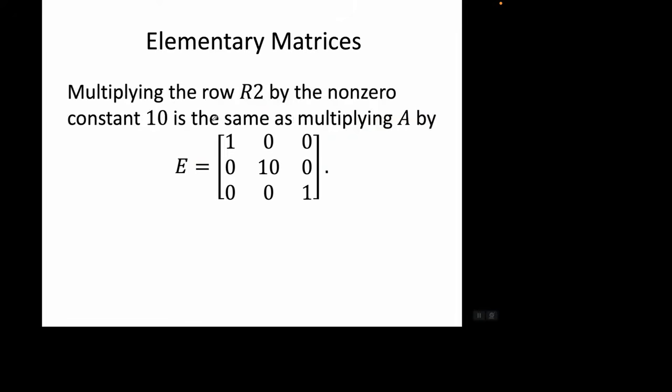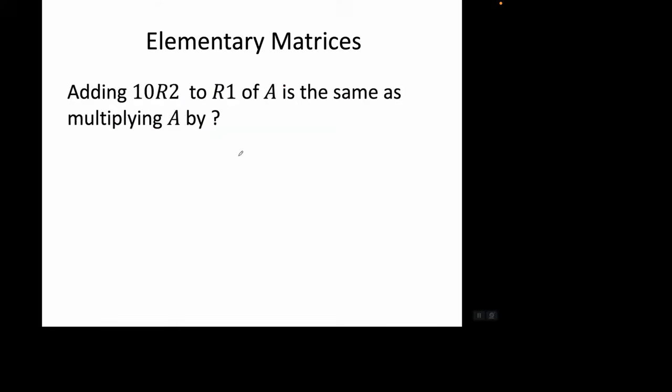Same thing here. Multiplying the row R2 by the non-zero constant 10 is the same as multiplying A by this matrix E. And what is this matrix E? It's just the identity matrix that's had this same elementary row operation performed on it. Namely, the second row has been multiplied by 10.